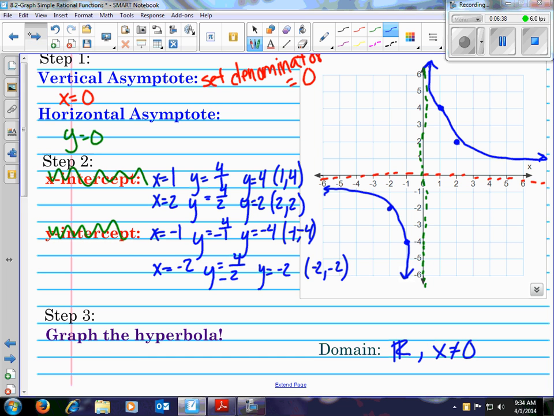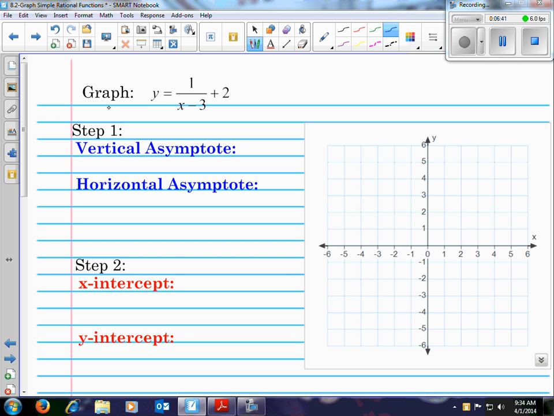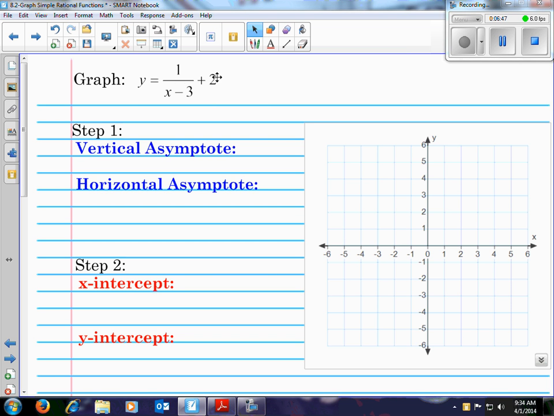Okay, so next problem. Now I have something like this. So I have this weird plus 2 at the end. And how I'm going to get rid of my plus 2 is I'm going to find a common denominator and make this one equation. So I'm going to say y equals 1 over x minus 3, plus, sorry, 2 over 1. Now my common denominator is going to be x minus 3, so I'm going to multiply the top and bottom by x minus 3.